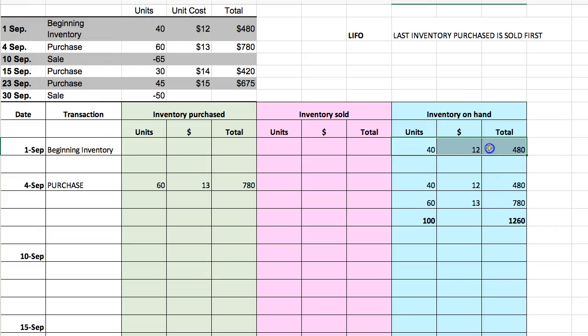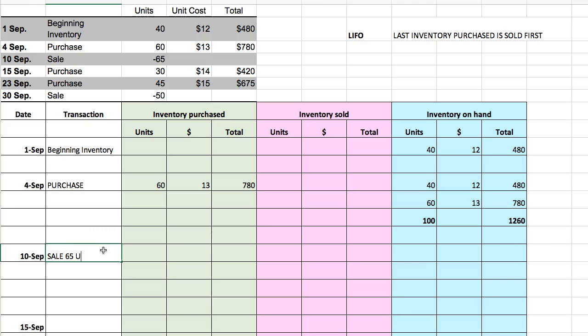So the beginning inventory has been listed in the table. The first purchase has been listed. And so this shows us that we have 40 units and they cost $12 each. So it cost us $480. And then we have 60 units for $13 each, and this cost $780. So altogether I have 100 units and I've spent $1,260 on inventory.